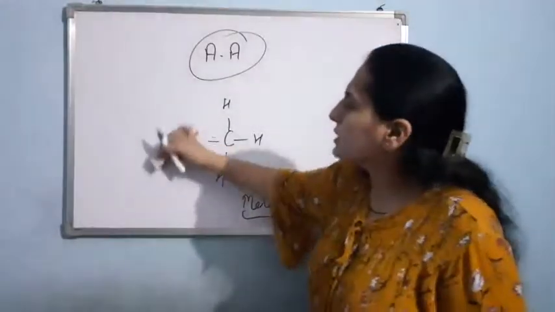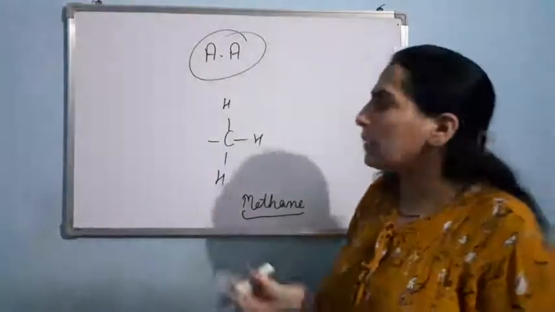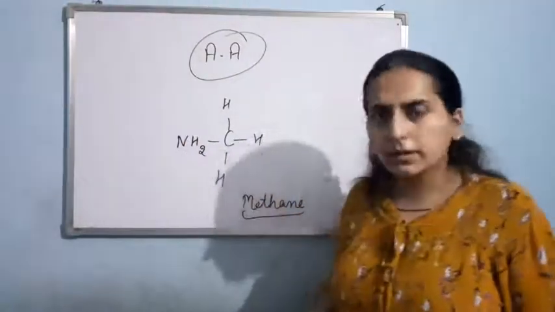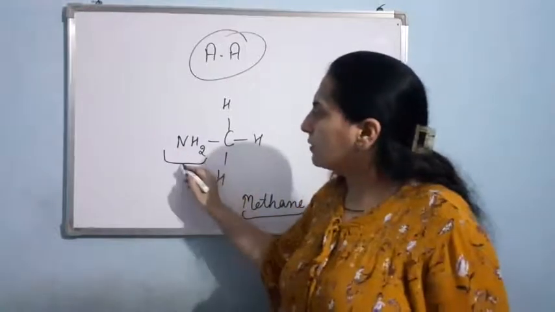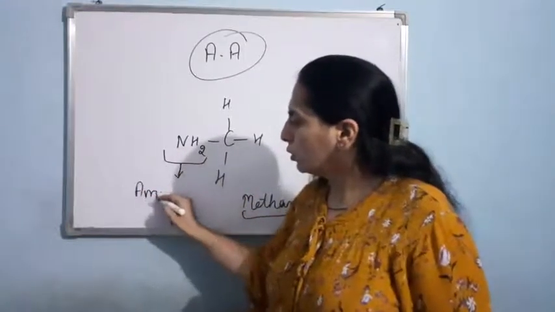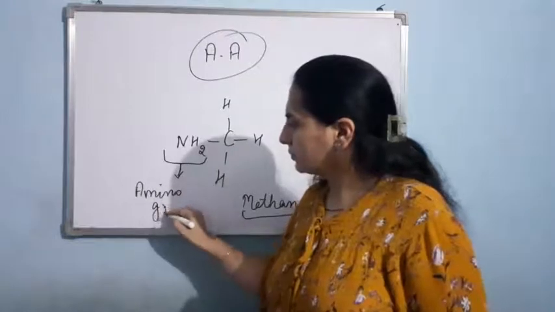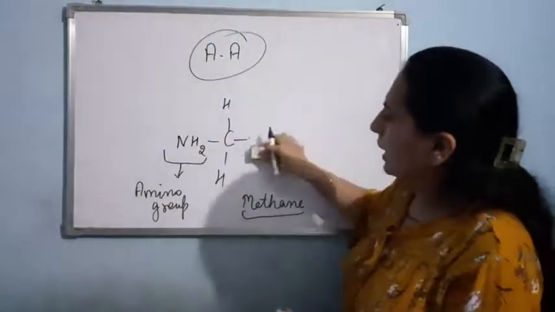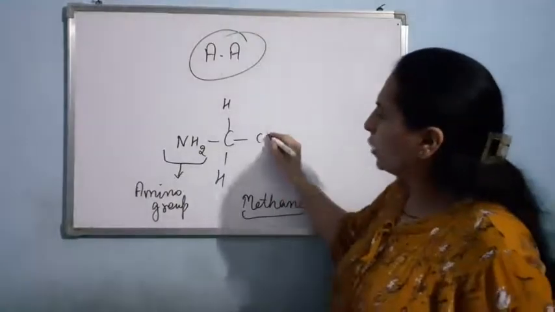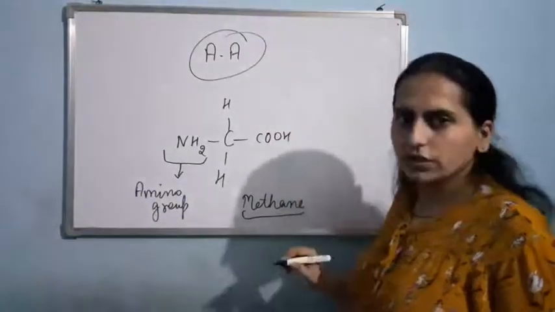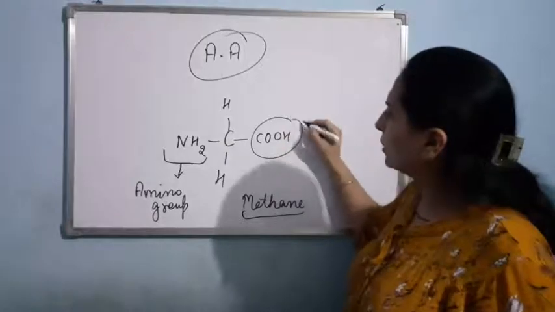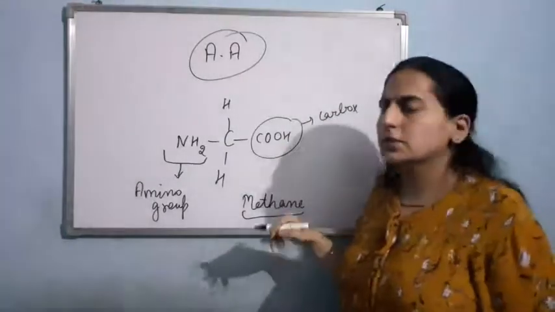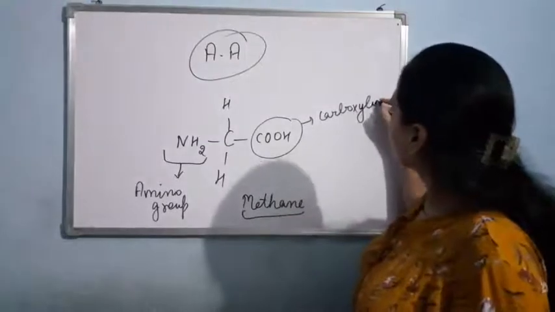In the amino acid at this end, we are having amino group, NH2. Am I clear? Here I am having amino group. Here I'll replace it with COOH. So here I am having carboxylic group. This you have read in class 10th in chemistry. So this is your carboxylic group.